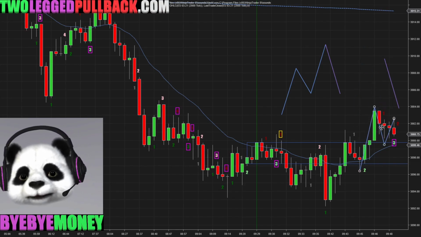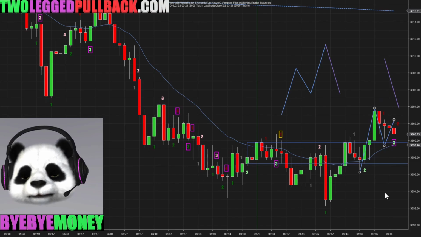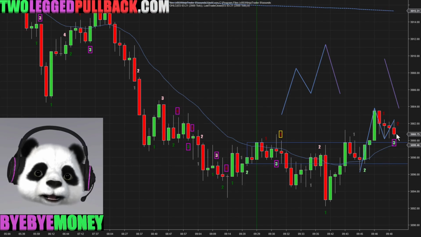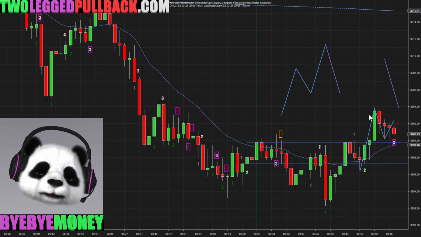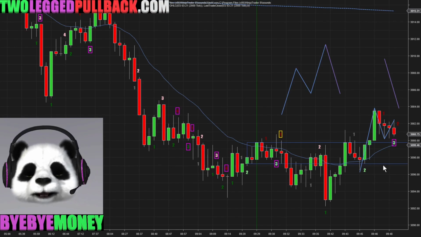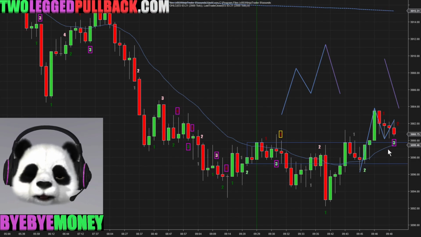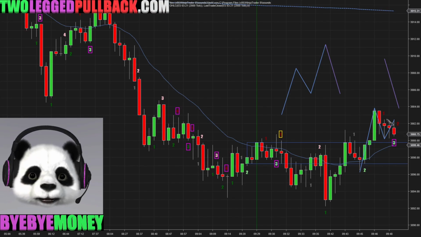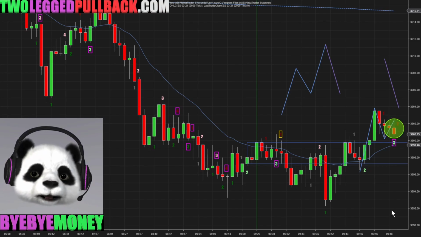Yet, it's still considered a second entry or two-legged pullback. Here we have the second variant. As you can see here, I almost drew that perfectly. Almost. So, when this breaks the previous candle's low, we can see that we will enter back into the trading range, expecting to come back in to test the bottom of the trading range. So, would I consider this second entry? I would. This is a good second entry to enter into.